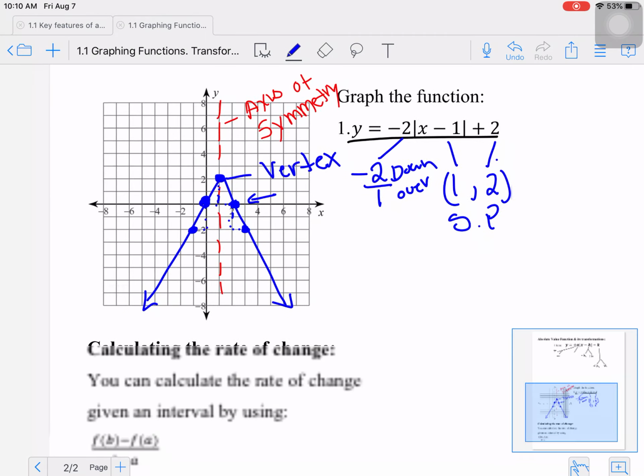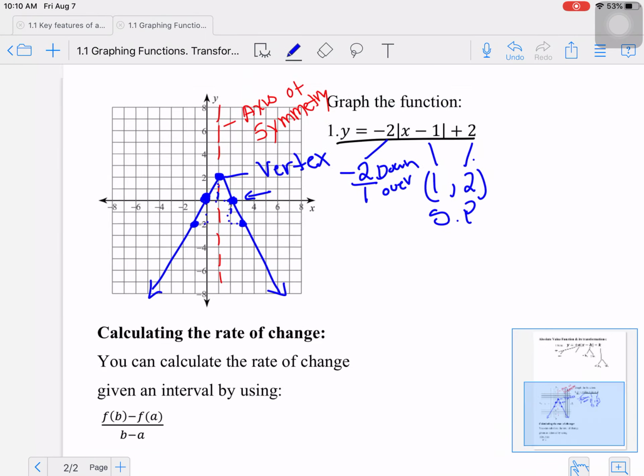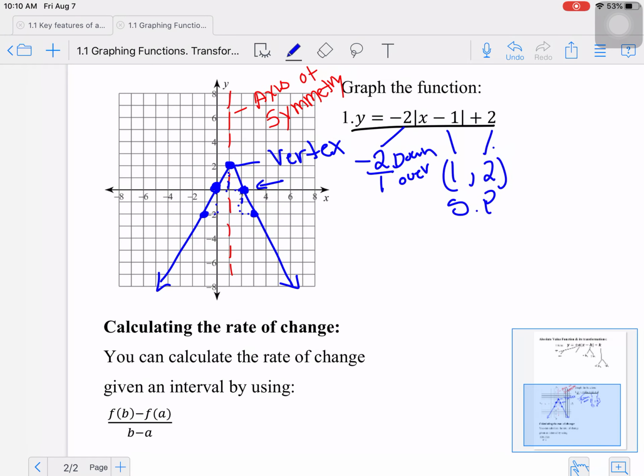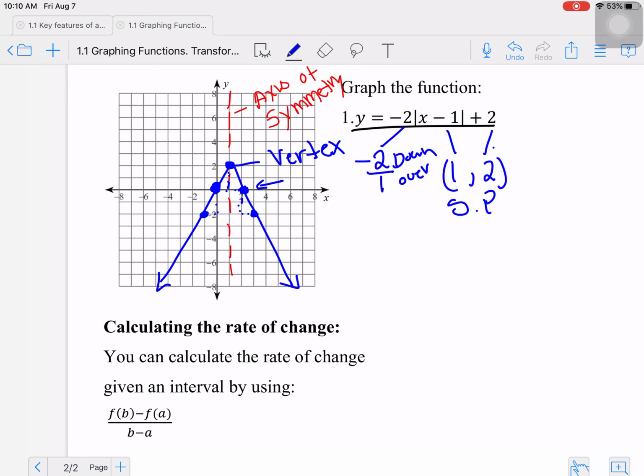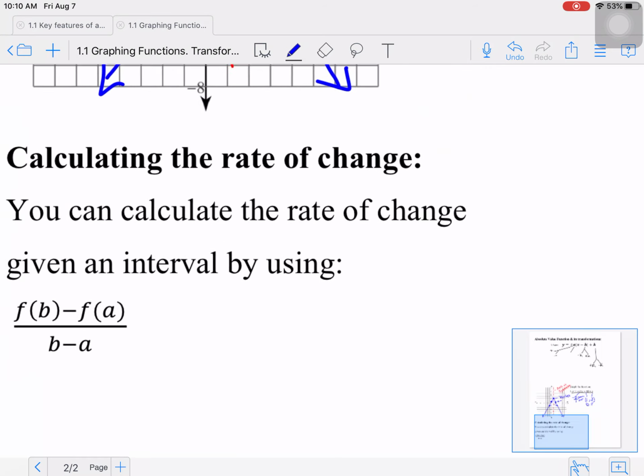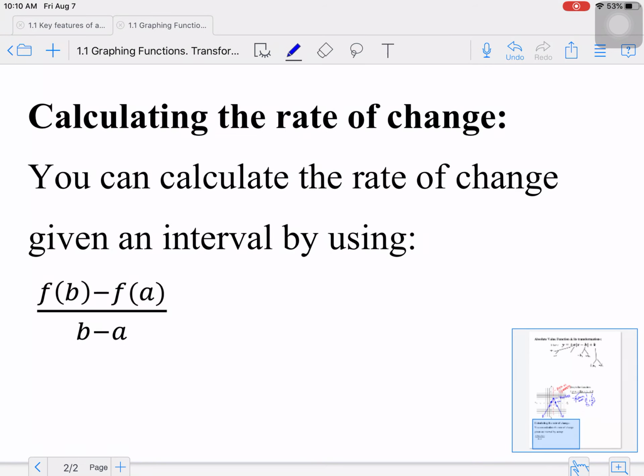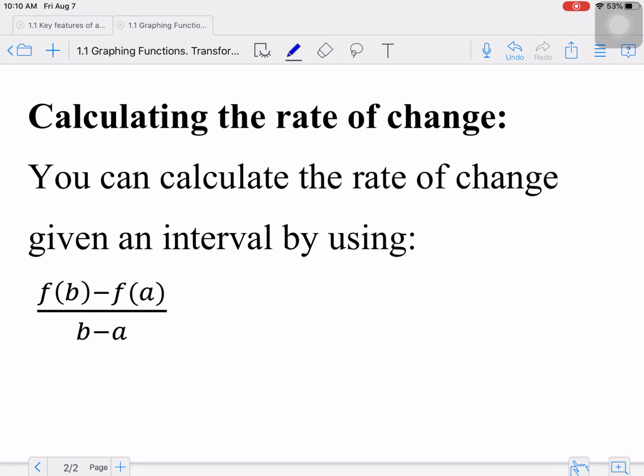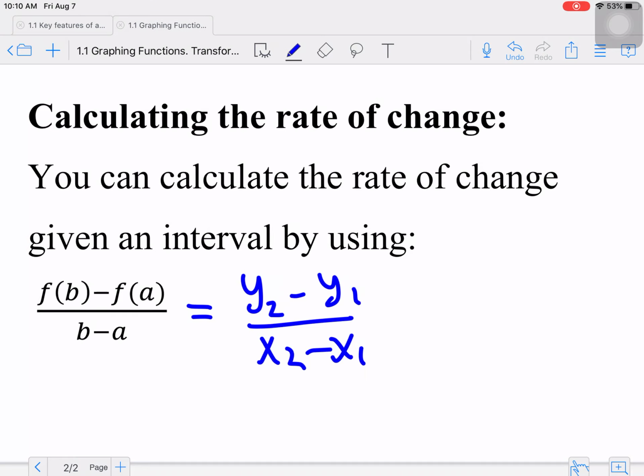Now, one really quick thing before you get into your assignment. You're going to be asked at some point to calculate rate of change. You can actually calculate the rate of change given an interval by using the formula that you see right there. I don't know if you remember, but that is pretty much the slope formula. You can compare it to y of 2 minus y of 1 over x of 2 minus x of 1.